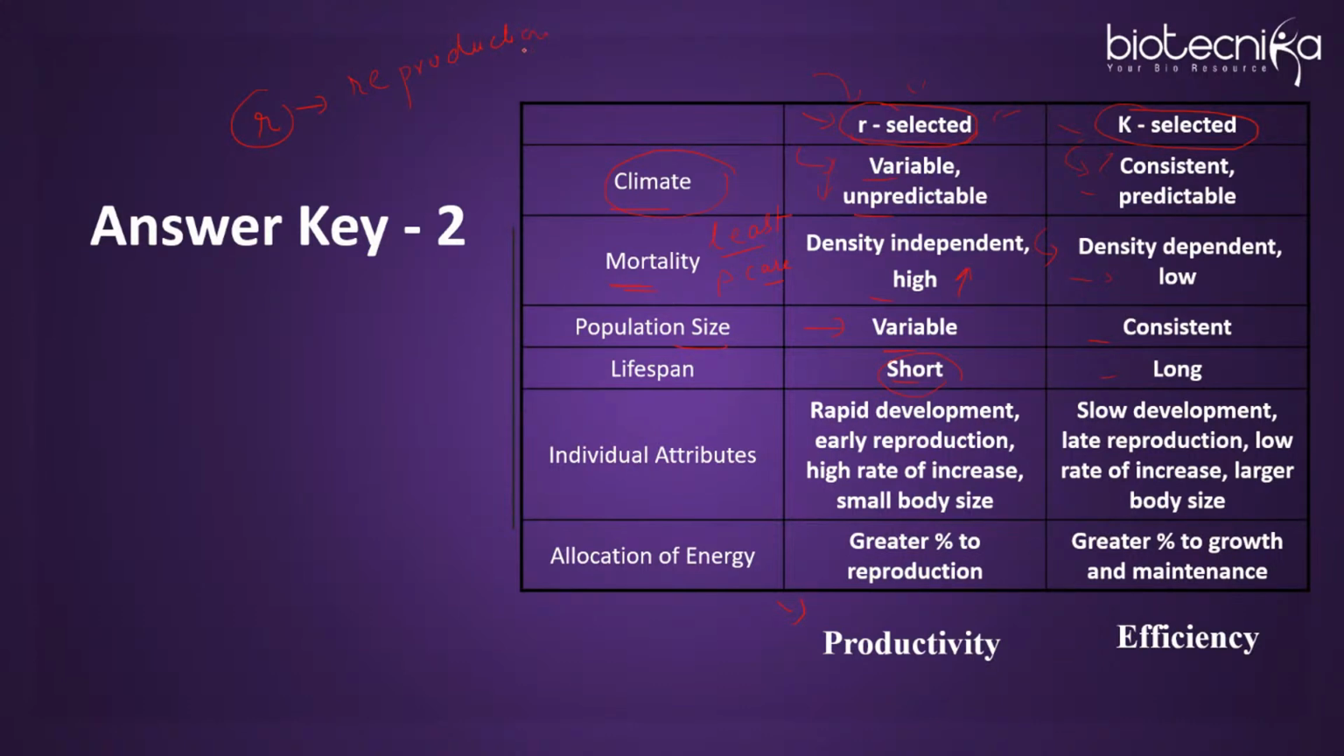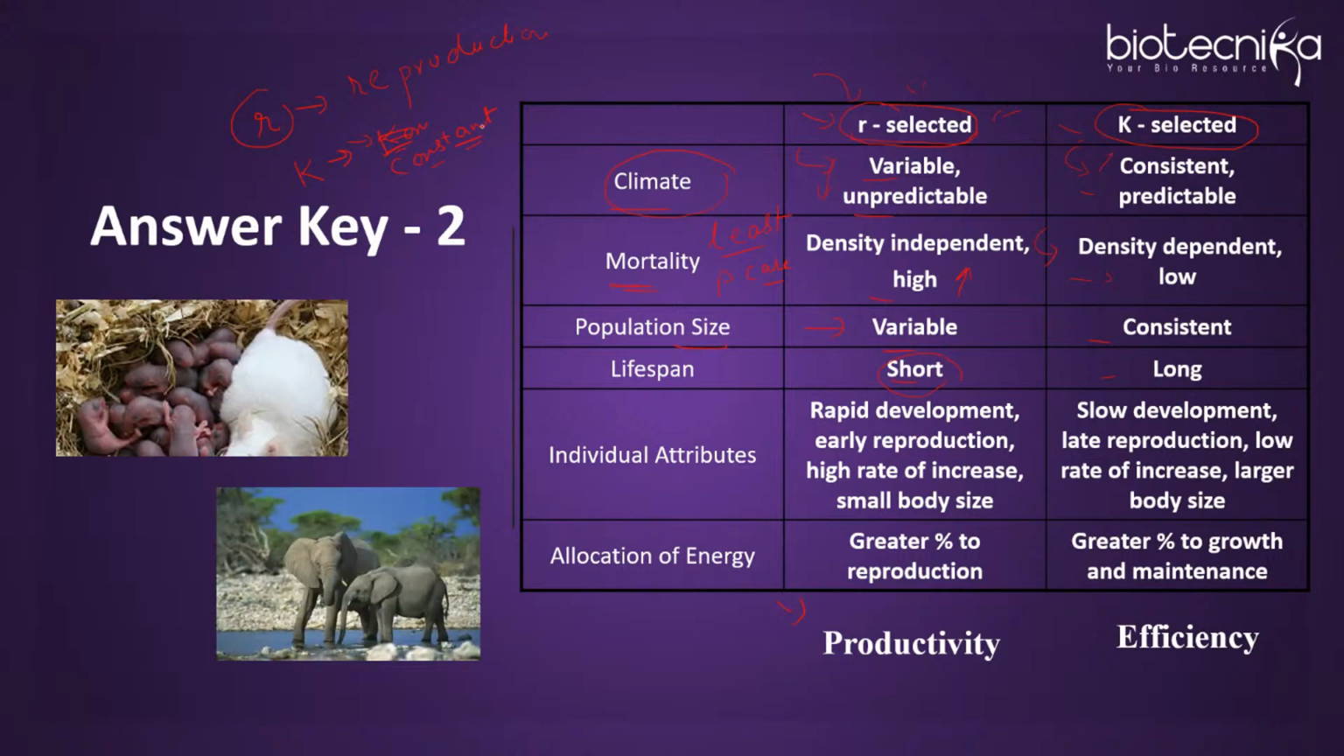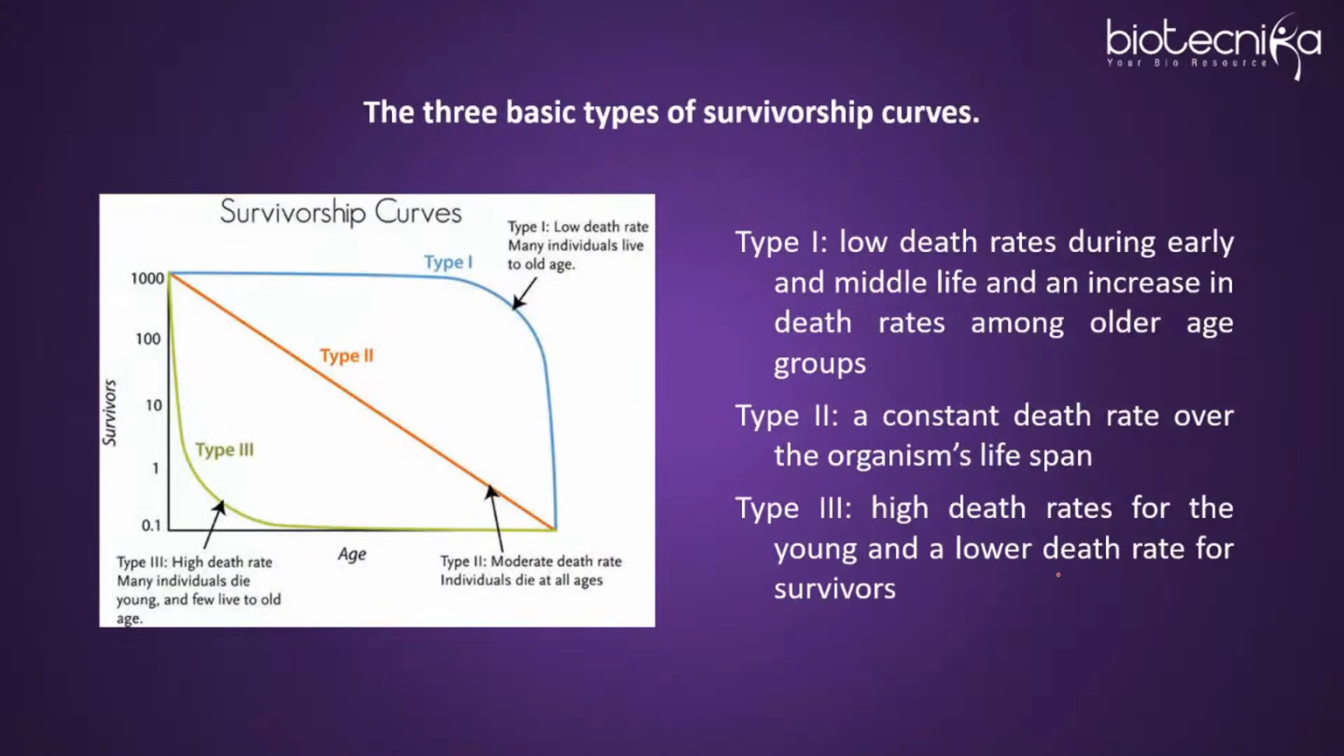Whereas the K selected, K you can remember as constant, although not in terms of the spelling, but in terms of phonics. So they grow in a constant environment. They will wait for a stable environment to reproduce. So they will be spending the energy not in maximizing the reproduction, but in maximizing the survival. They will be producing fewer offspring, but the offspring will be surviving till the end.